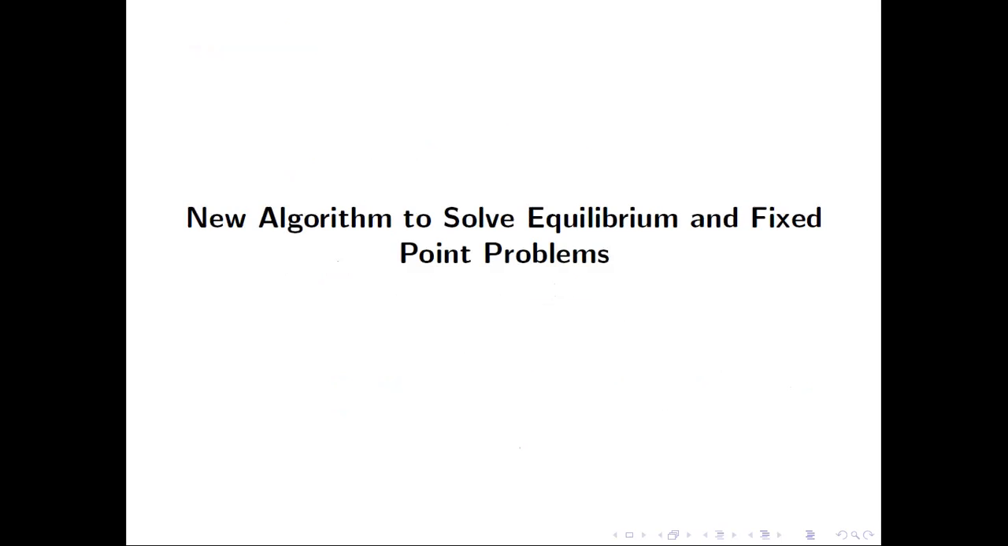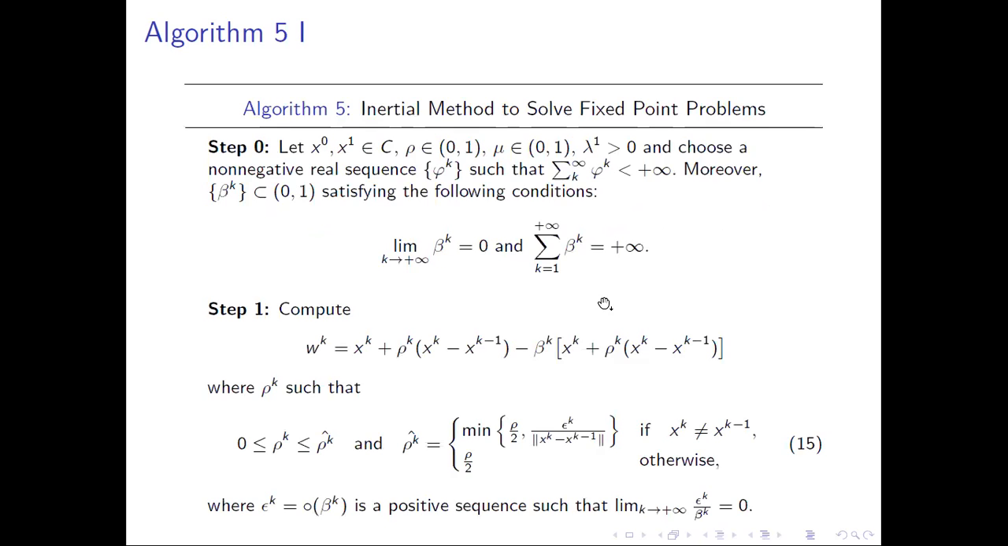Next, we have an algorithm to solve equilibrium and fixed point problems. This is the inertial method to solve the fixed point problem and the equilibrium problem. We start with step 0 by choosing two initial points and other control conditions for the algorithm. In the first step, we compute the inertial step, which is defined like this, and which helps to prove the strong convergence. And this second term also helps to prove the strong convergence.